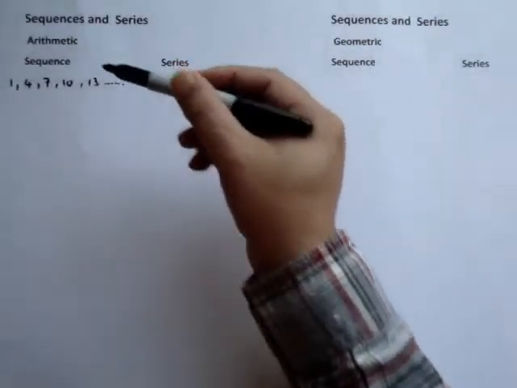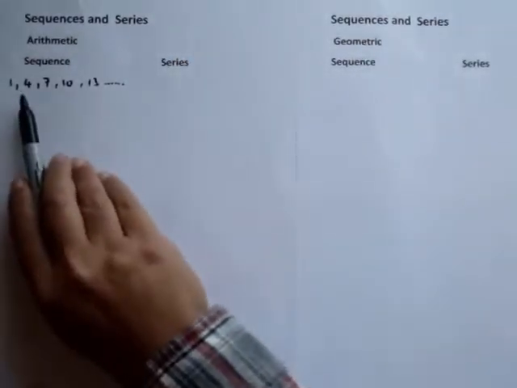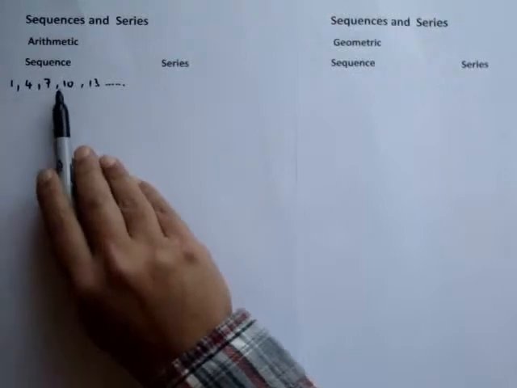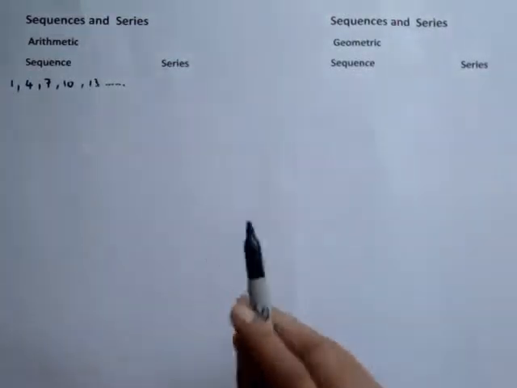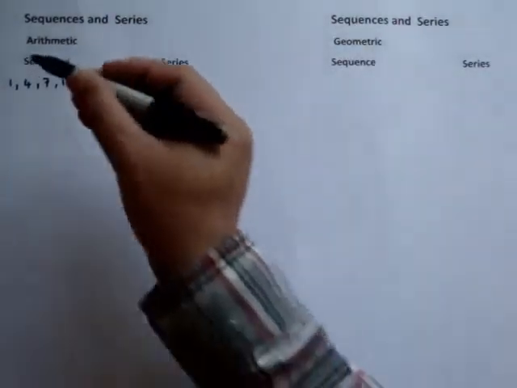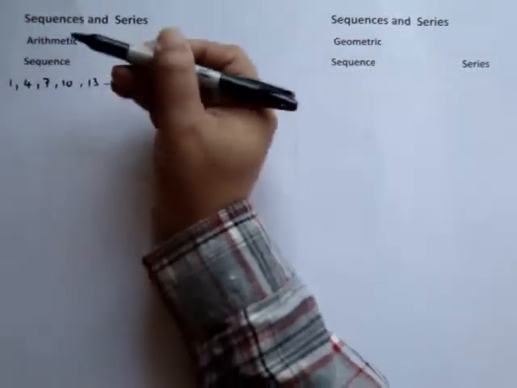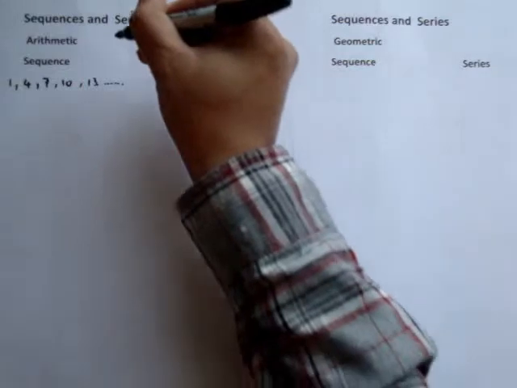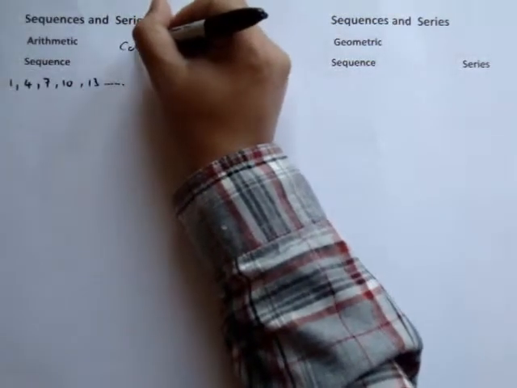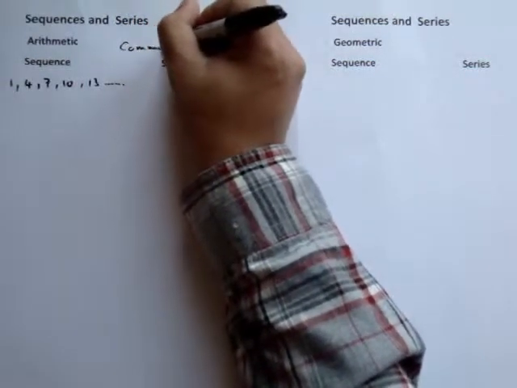In an arithmetic sequence we have a list of numbers or terms, say 1, 4, 7, 10 and 13, and when we subtract one term from the previous term there is a common difference.